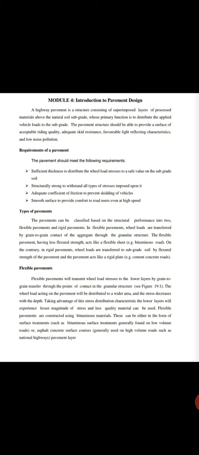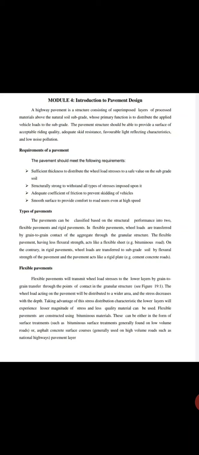The pavement structure should be able to provide a surface of acceptable riding quality, sufficient skid resistance, favorable light reflecting characteristics, and low noise pollution. These are very important things.